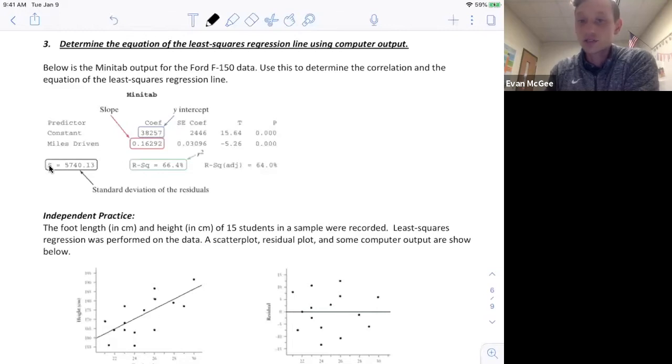A couple important things to realize. S is standard deviation of the residuals. R squared is 66.4%. I see students make the mistake of using the adjusted R squared value. You're not using the adjusted, you're using just the R squared value. We'll talk about these values later in the year. So write out the equation for this regression line.